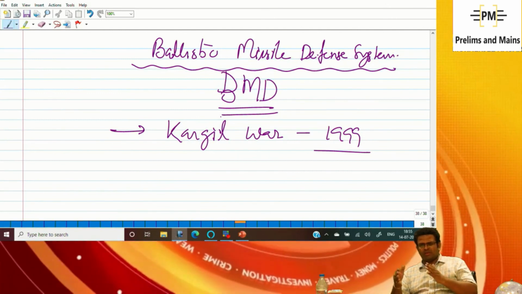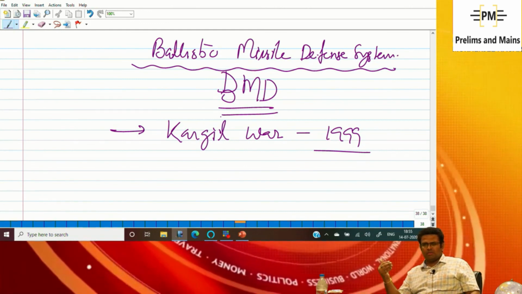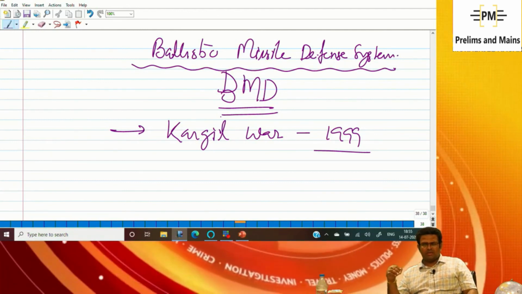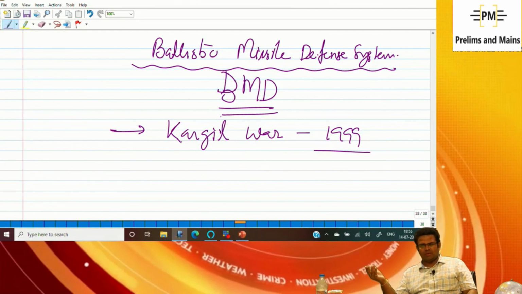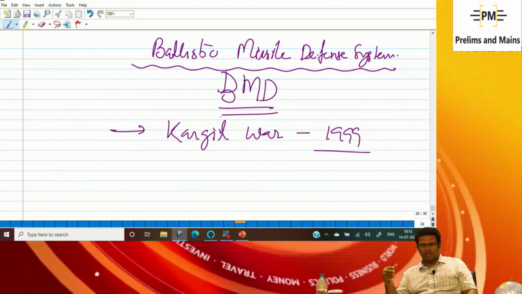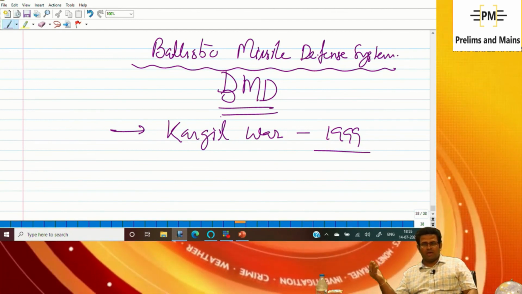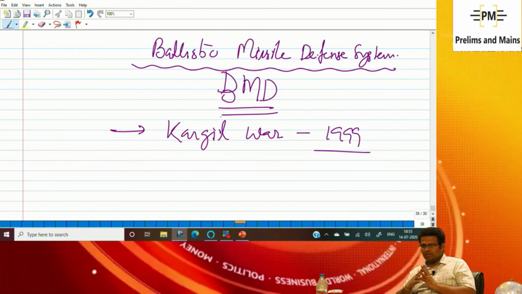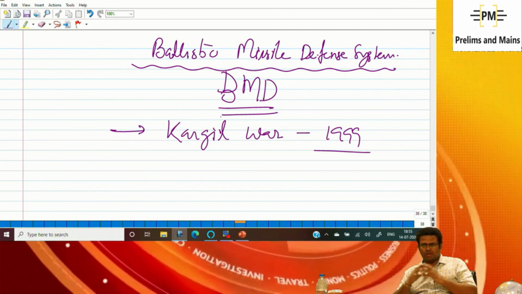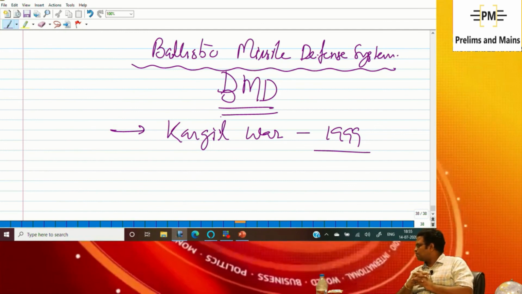Thereafter, this program was converted in 1983 into the Integrated Guided Missile Development Program. It was headed by Kalamji, started in 1983 and completed in 2012. It developed the P series Prithvi, A series Agni, T series Trishul, Nag, and A series Akash. This is what we have seen. And India is going to develop a ballistic missile defense system, and India now has a good amount of ballistic missile defense system.